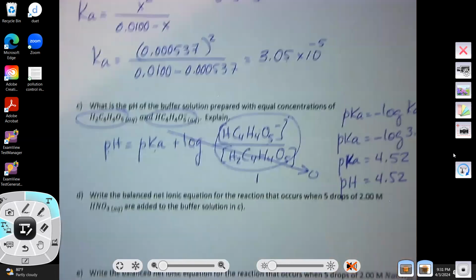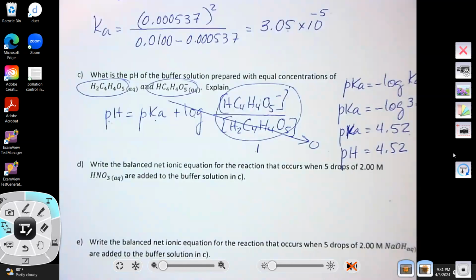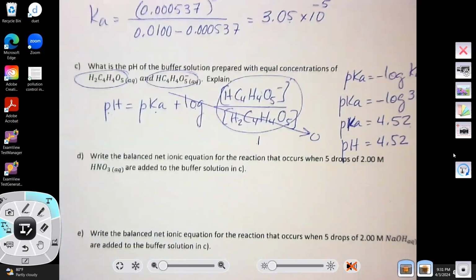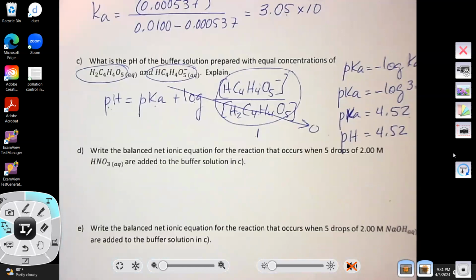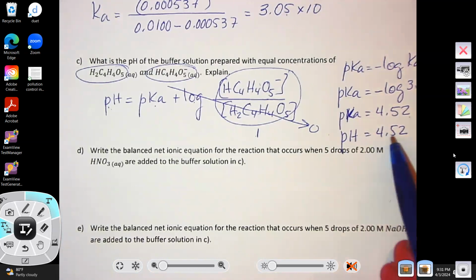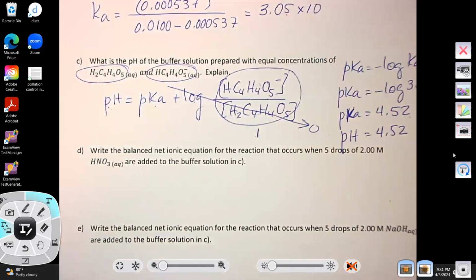Okay, letter D says, write the balanced net ionic equation for the reaction that occurs when 5 drops of 2 molar nitric acid are added to the buffer solution in C. So it's a buffer, which means your pH is going to change, but only slightly. And you're adding an acid, so you expect the pH to go under 4.52, but not too much, okay? So your pH is going to decrease. But they're asking for the chemical equation.